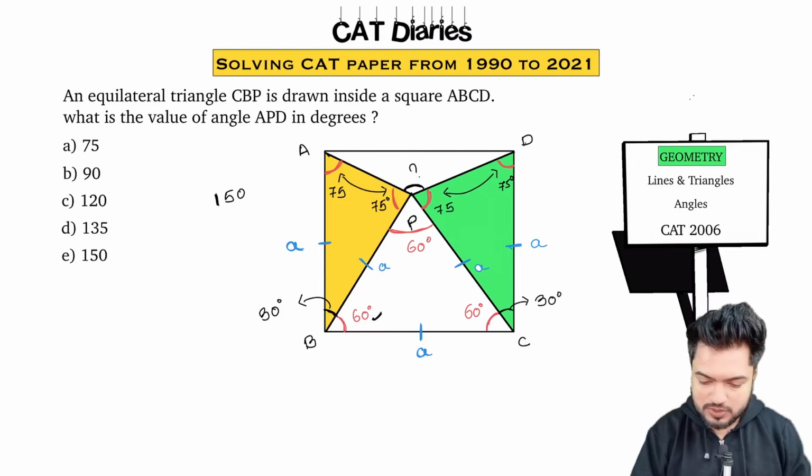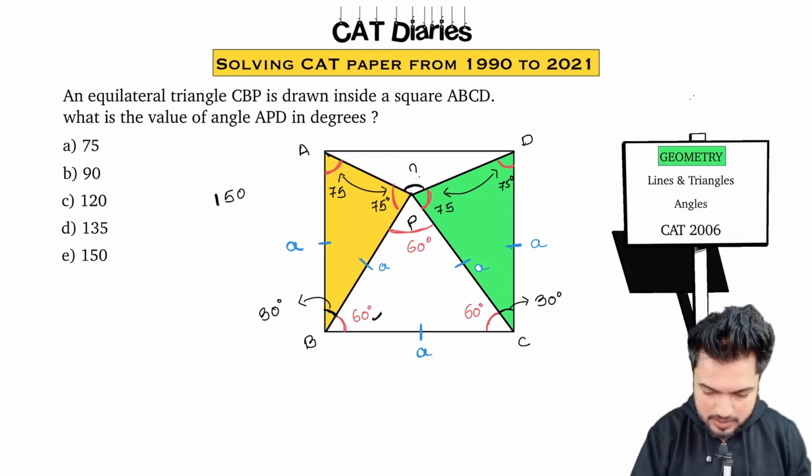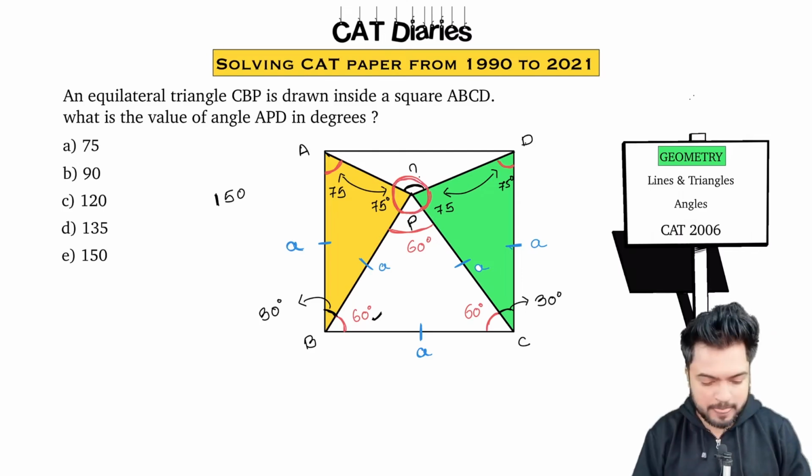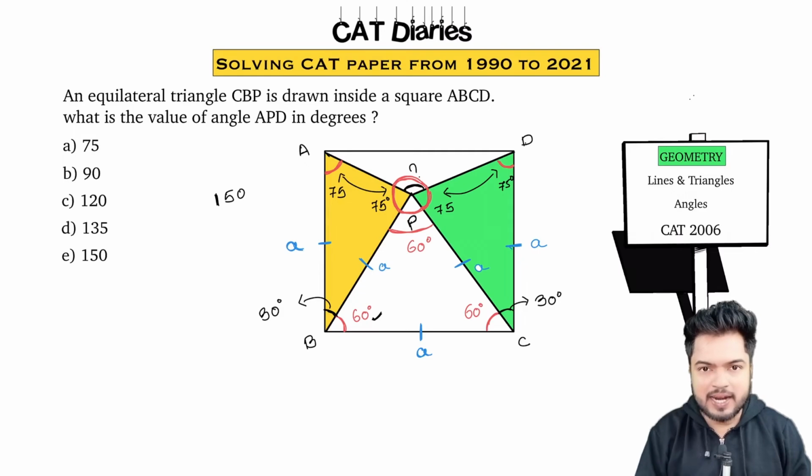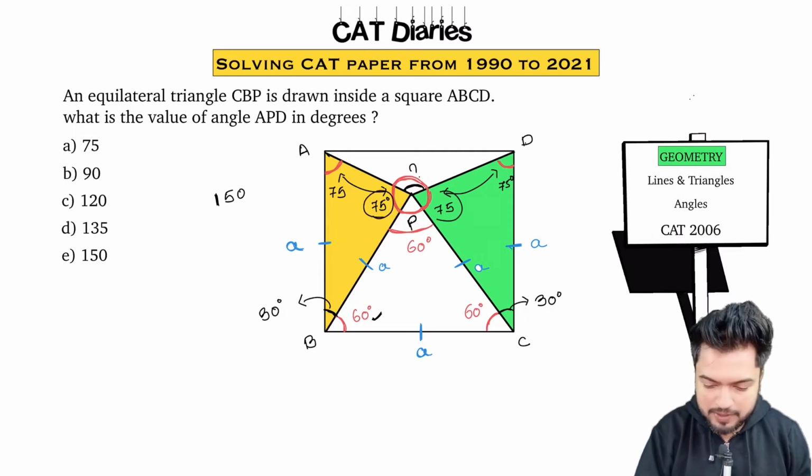Now check this circle. This is the entire circle you are talking about, where you already know three angles. So I complete this circle like this. Out of this, what do I know? This entire angle would be what? 360 degrees, right? Out of that, I know this is 75, this is 75, this is 60.